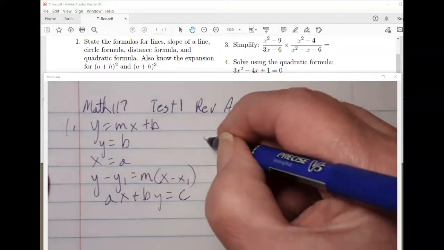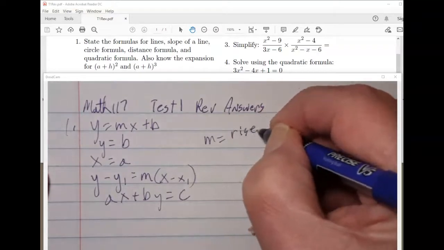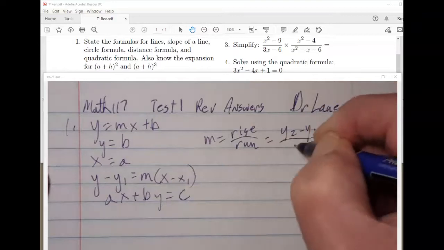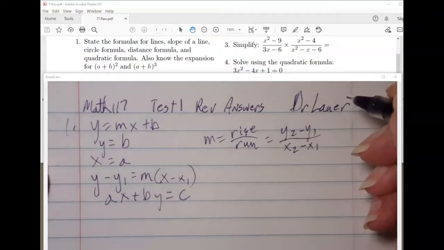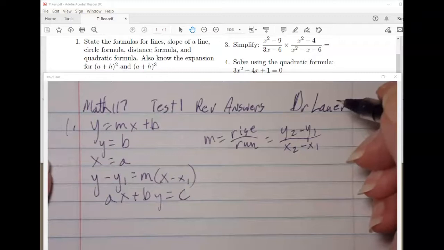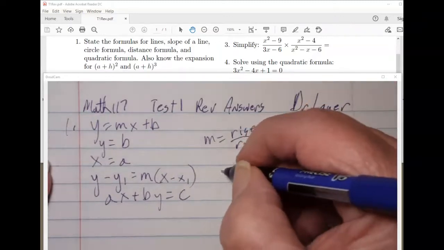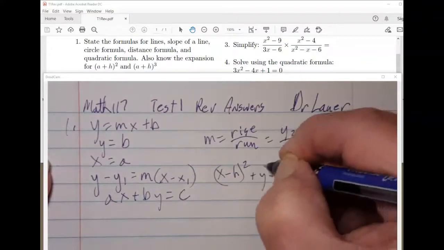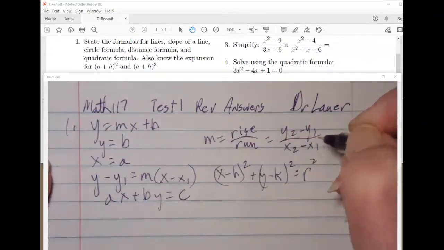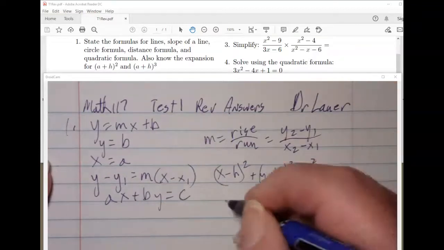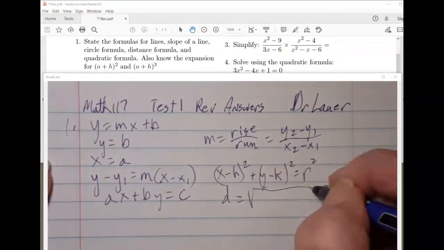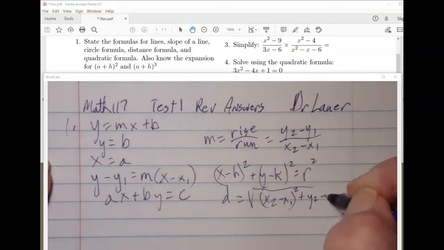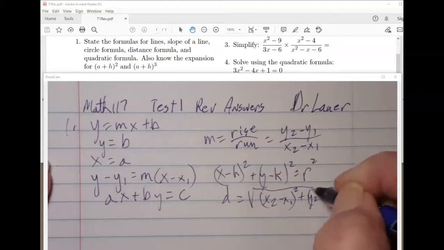The slope formula is m is equal to the rise over run, which is the same as y2 minus y1 over x2 minus x1. We want the circle formula, which is (x minus h) squared plus (y minus k) squared equals r squared. The distance formula is similar to this with the square root: the square root of (x2 minus x1) squared plus (y2 minus y1) squared.